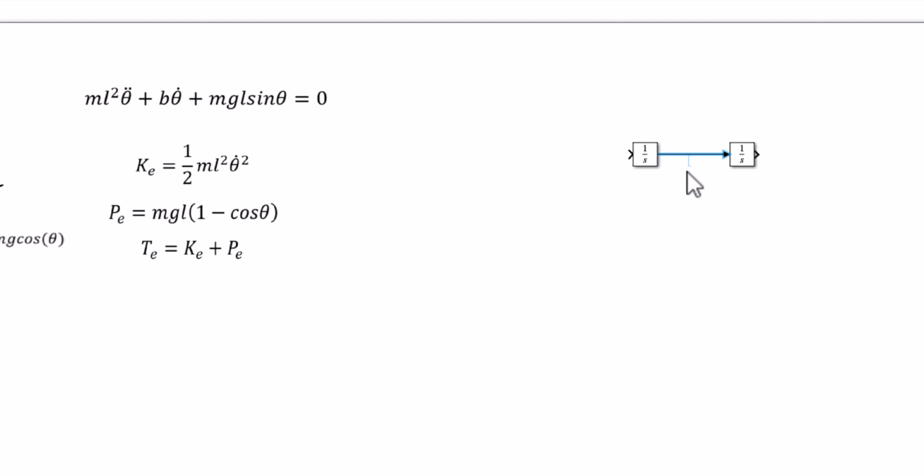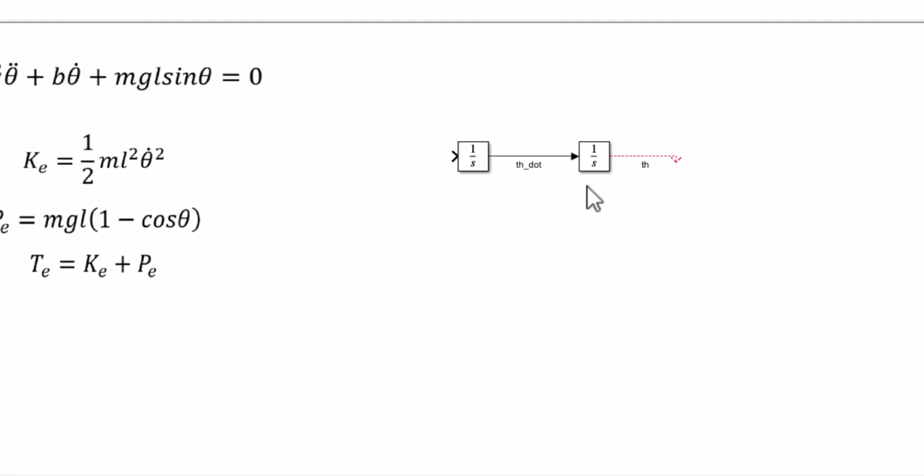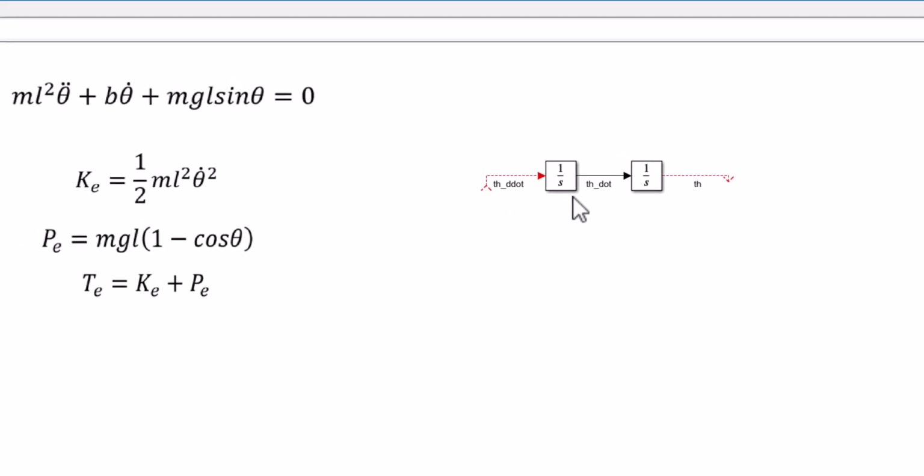The output of the first integrator will be theta dot. So I'm labeling the wire as theta dot, and the output of the second will be theta. So I'm labeling it as theta. Let me take it over here and zoom it a bit. And the input of this first integrator block will be theta double dot. So I'm labeling it as theta double dot.